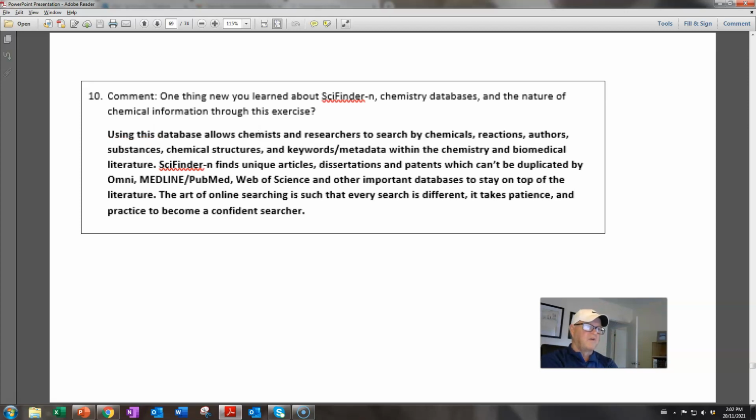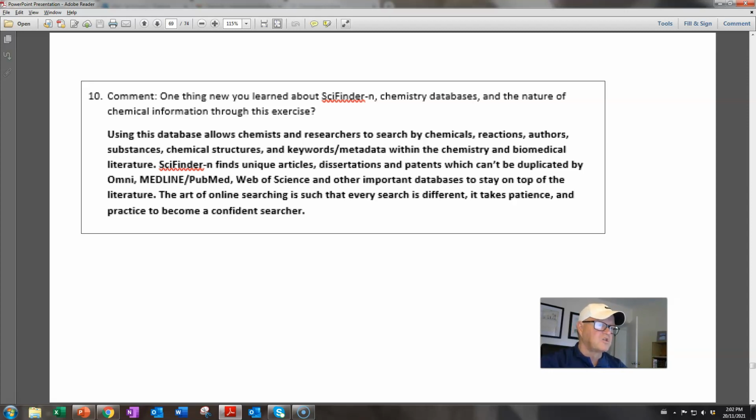One thing I learned about SciFinder-n is that it allows chemists and researchers to search by chemicals, reactions, authors, substances, structures, keywords and metadata, across chemistry and biomedical literature. It finds unique articles I can't find anywhere else. It tracks dissertations, PhD dissertations from around the world, and patents. Not too many databases do all three together.